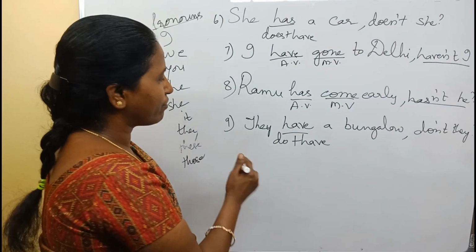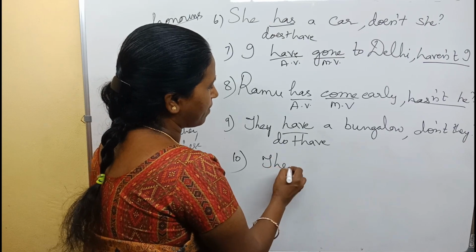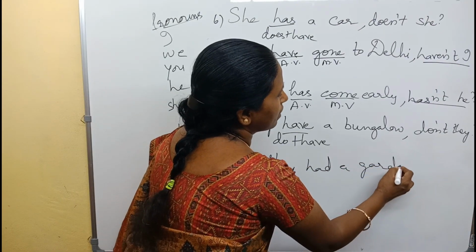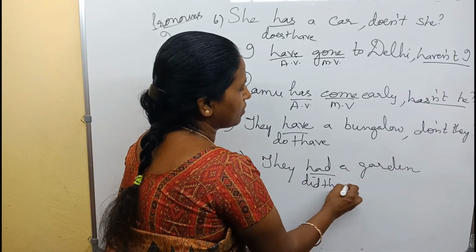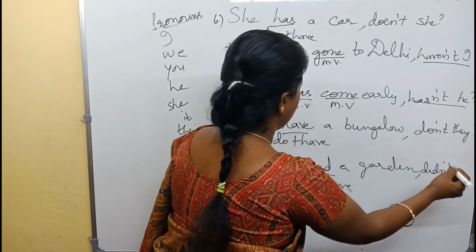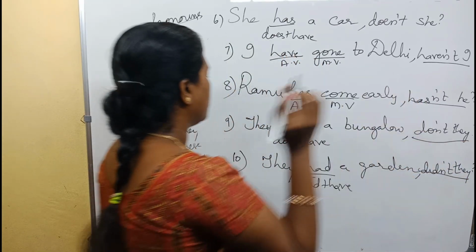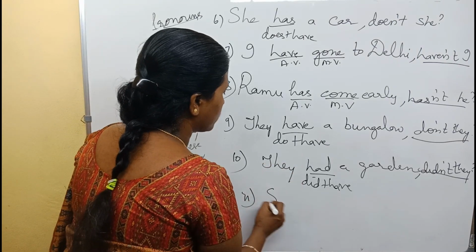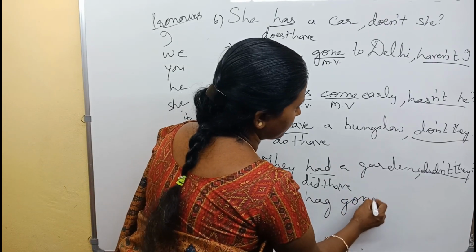Clear? Whenever there is V3 form, this will become the auxiliary verb. So what is the did form? Yes, you are right. Had. Okay, so if you say they had a garden. They had a garden means did plus have. So our question tag is didn't they.